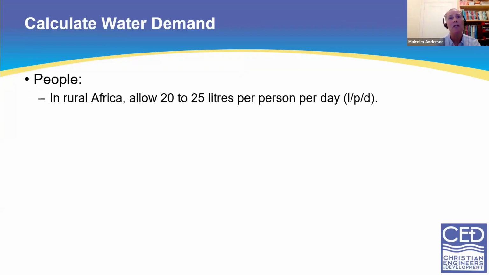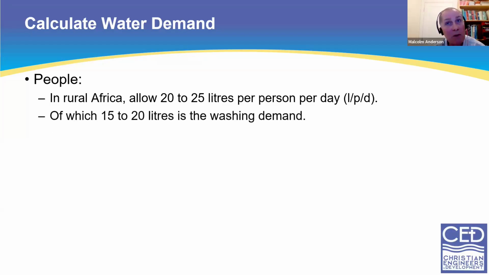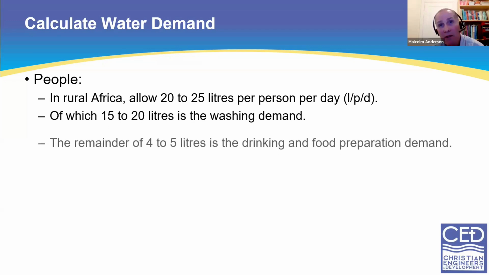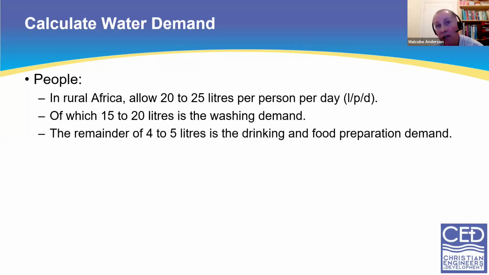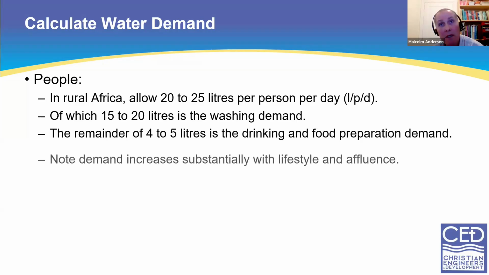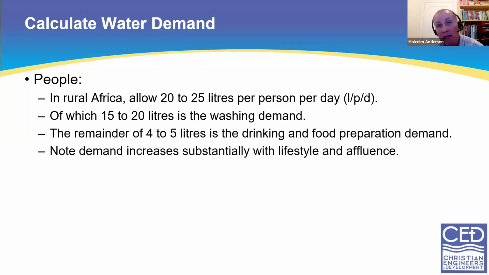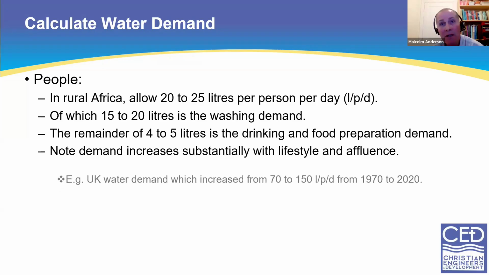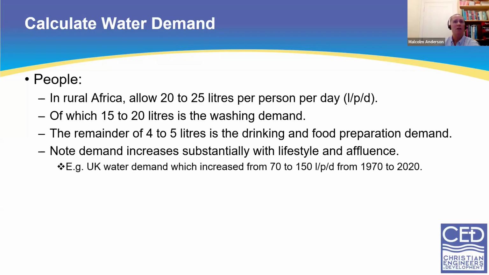So typically in rural Africa, the demand per person per day is 20 to 25 litres, of which 15 to 20 is the washing demand, as we just mentioned. And that leaves 4 to 5 litres as the drinking and food preparation demand. And note, demand increases substantially with lifestyle and affluence. For instance, the UK water demand during my lifetime has increased from 70 to 150 litres per person per day.